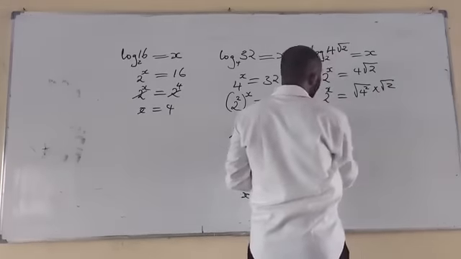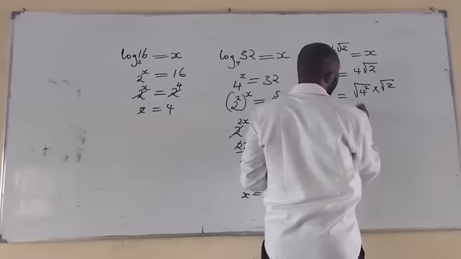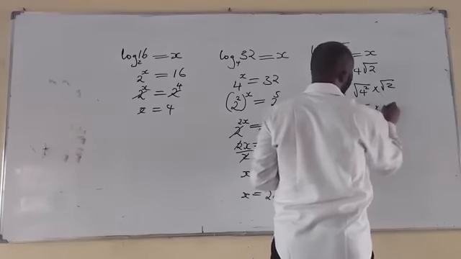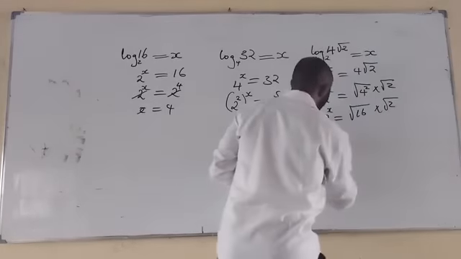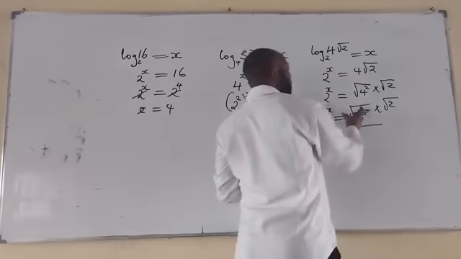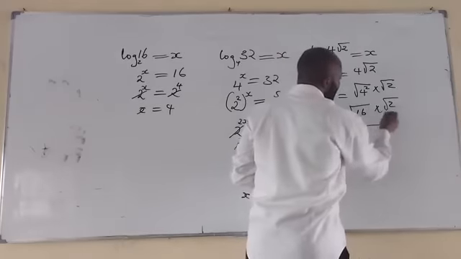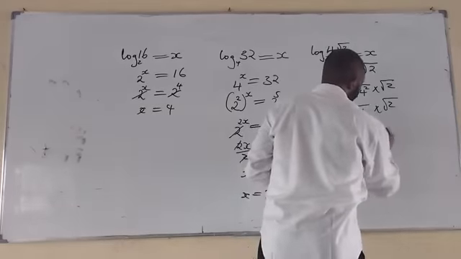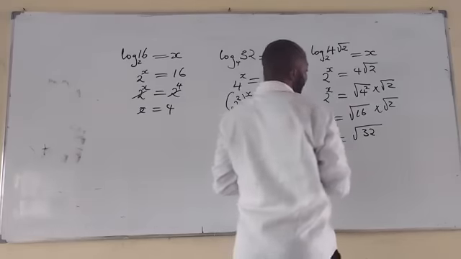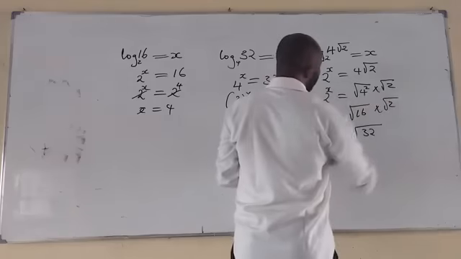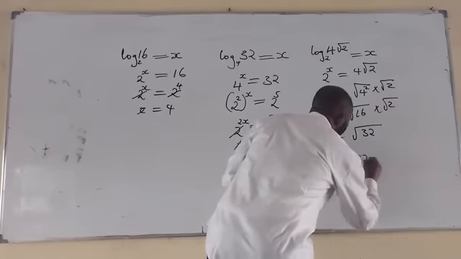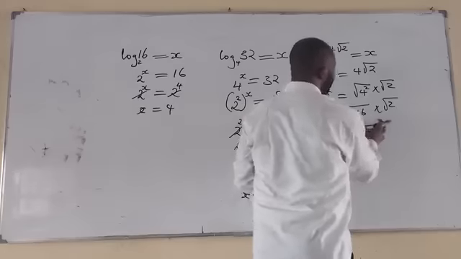So here, 2 raised to the power x is equal to the root of 4 squared, which is 16, times the root of 2. Now 2 raised to the power x is equal to the root of, according to the surd rule, I can multiply them, which is 16 times 2, which is 32. Now I'm having 32. I can remove the root sign to have 2 raised to the power x is equal to 32 raised to the power 1/2. That's the same thing as root.